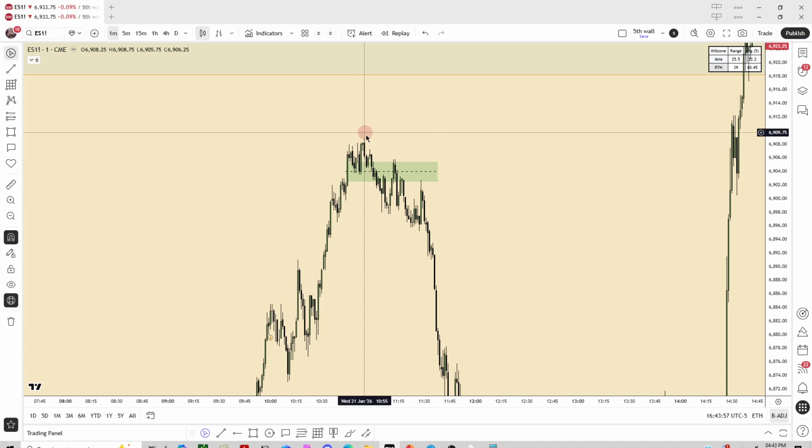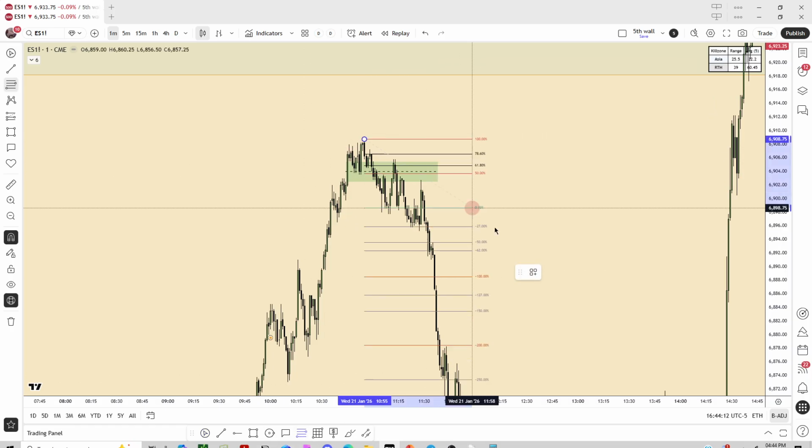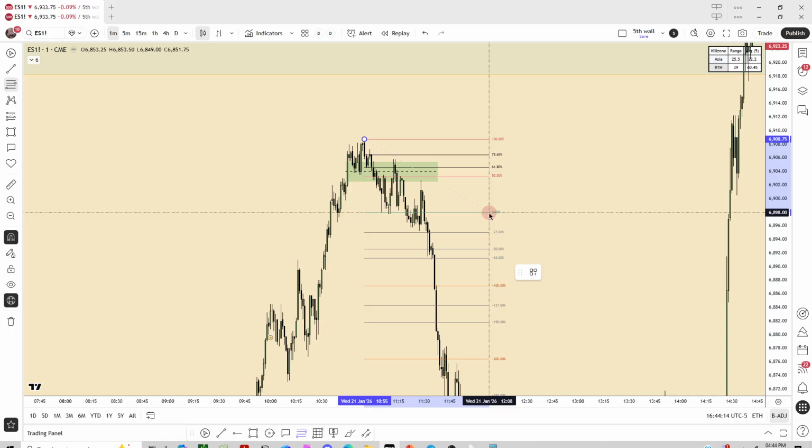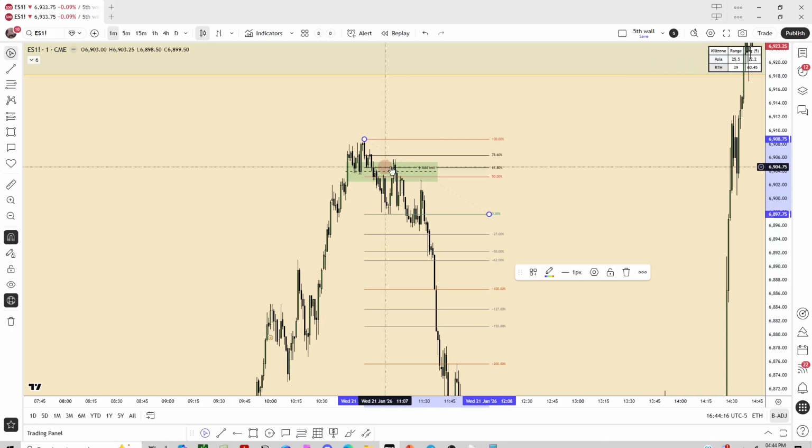Now you have multiple entries. Remember, this high took out a high back here. So you got a run on stops. You have a market structure shift, especially with this gap, a market structure shift below, and a retracement. That is the model. And optimal trade entry short 61.8, that's what we're focusing on.